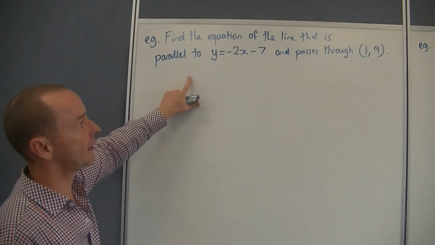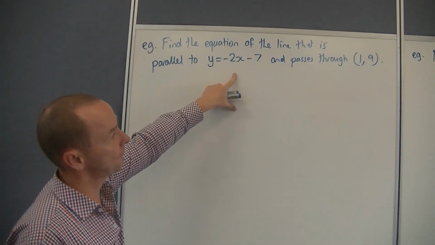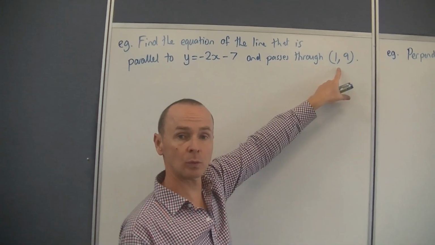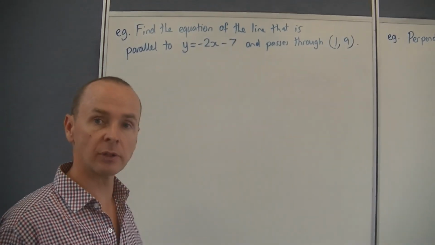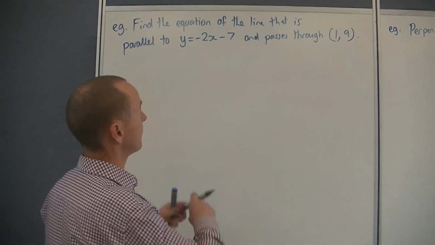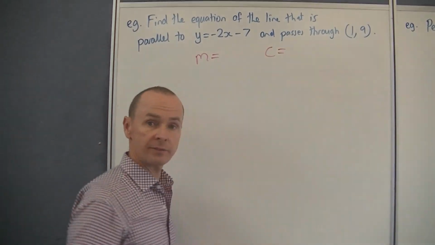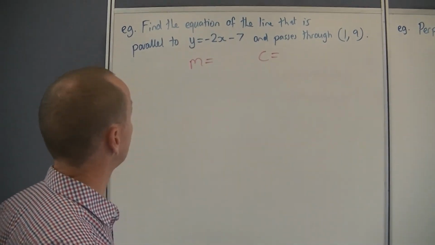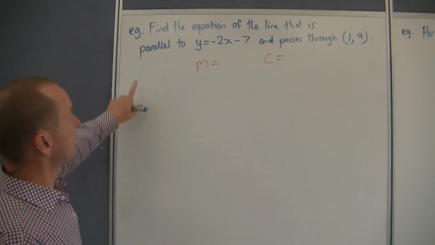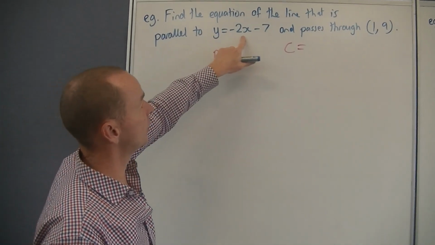So it says here, find the equation of the line that is parallel to this equation and passes through that point 1, 9. So remember, there's two things we need to find an equation of a line. What are they? Yep, that's right. We need to find the gradient and we need to find the y-intercept. Remember we did that in an earlier exercise. Great. So let's have a look at this one. First thing, it says it's parallel to this equation here.